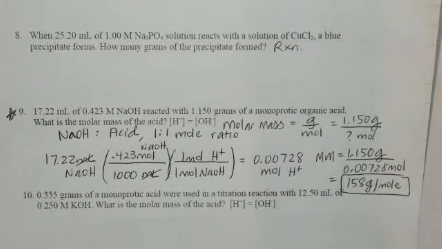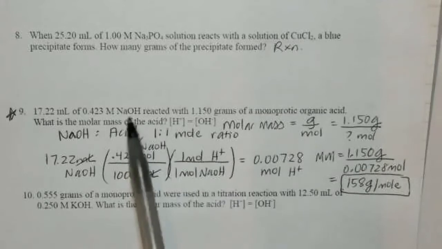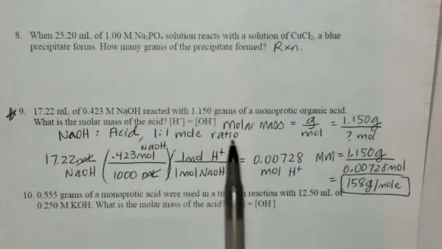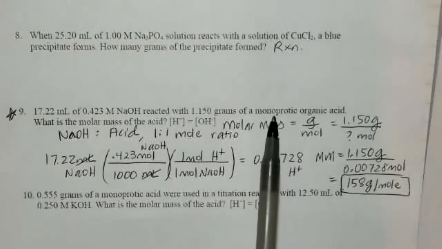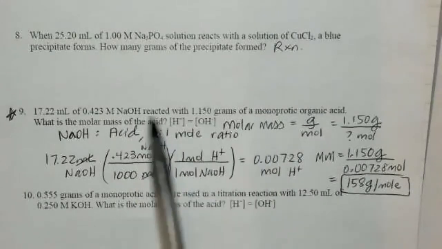Monoprotic, again, just means that there's one hydrogen. I know we haven't really talked about acid-base reactions just yet in this particular video, but you probably remember from intro, for every one hydroxide, you need one hydrogen to make water. Acid-base reactions always make water. And since this is monoprotic, meaning there's only one hydrogen per acid, it's going to be a 1-to-1 mole ratio.